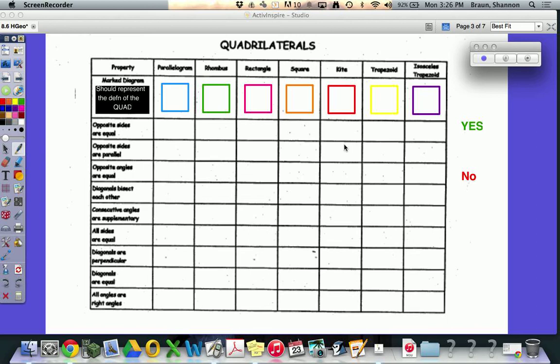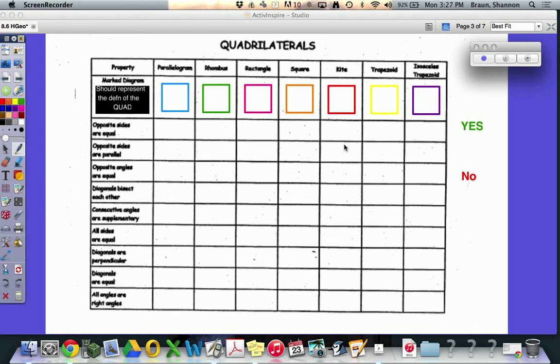This is posted on Moodle, and this is something you're going to want to print off because it is a good way to summarize what we have been doing throughout this chapter and really make you think through what's true about the properties of each of these quads. So what I'm going to help you do is fill out the diagram at the top.